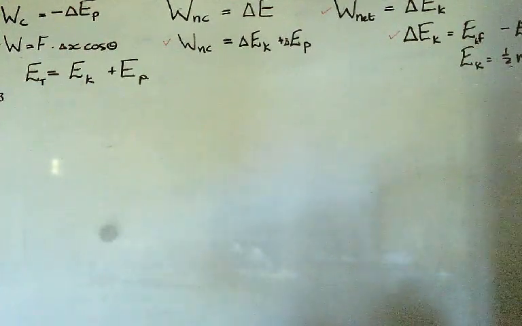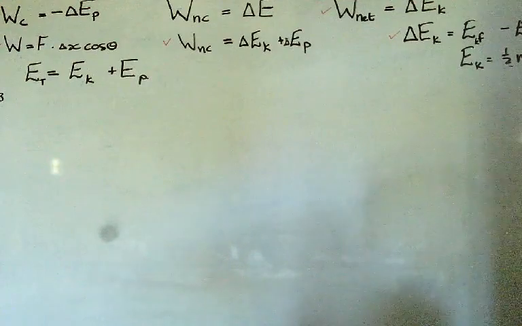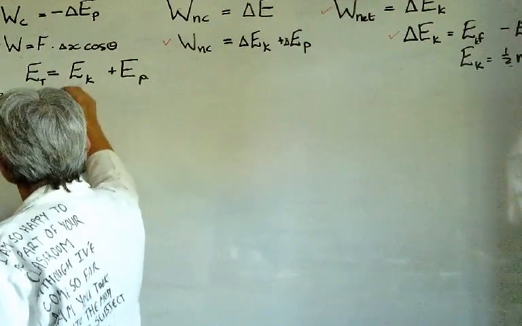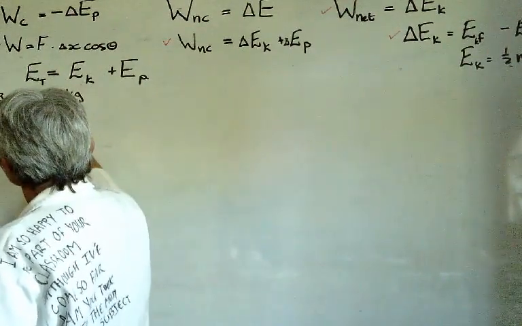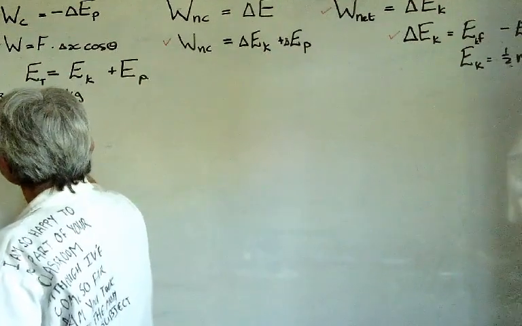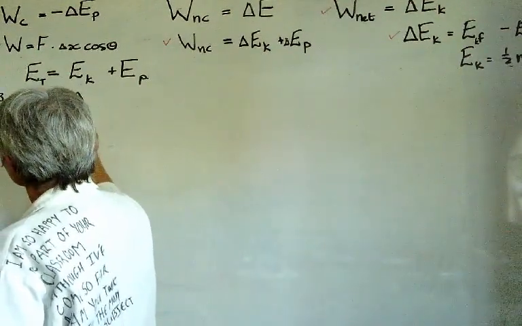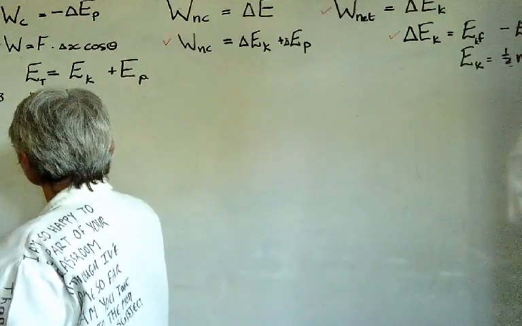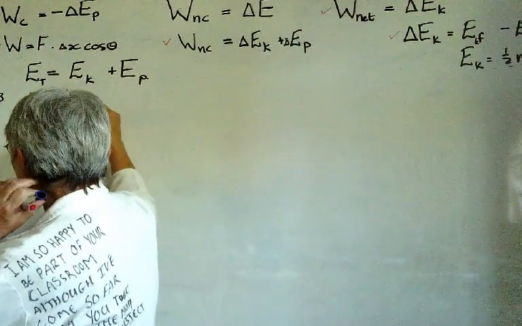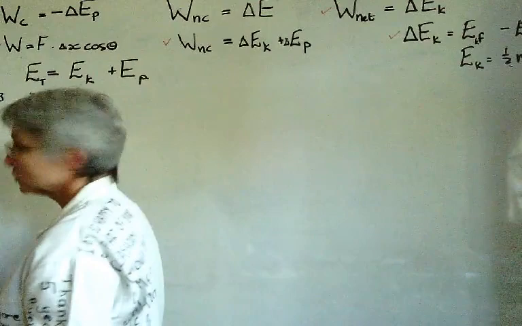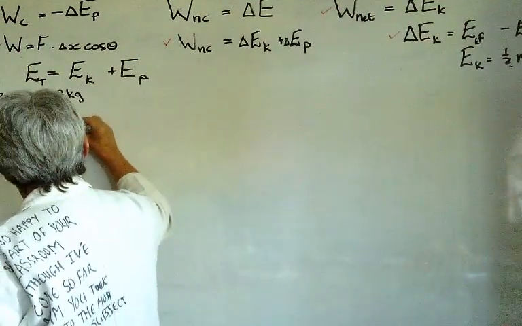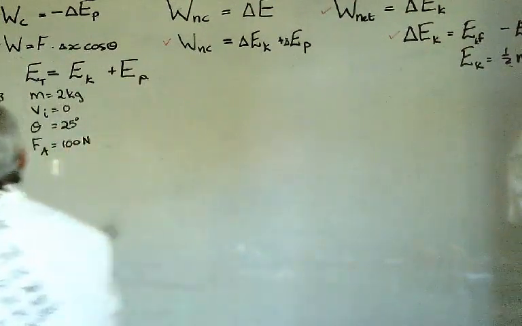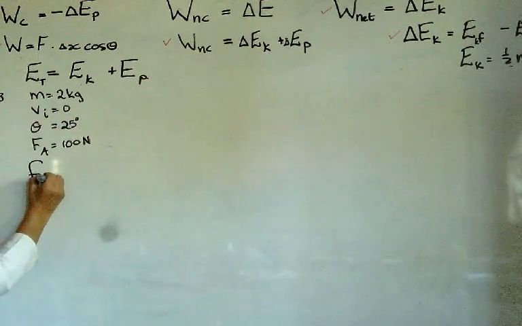A trolley of mass 2 kg is initially at rest at the bottom of the runway. It is pulled up the runway inclined at 25 degrees to the horizontal by a constant force of 100 newtons. The trolley experiences a constant frictional force of 50 newtons as it moves. So your F applied is 100, and the angle of the incline is 25.